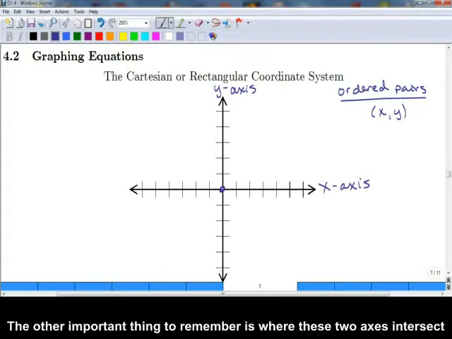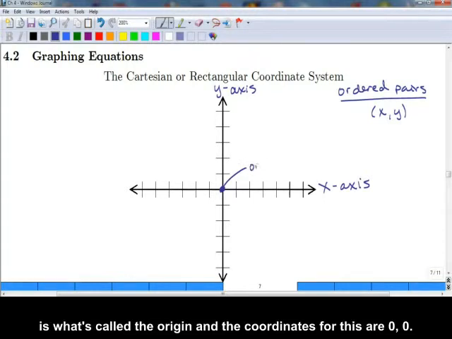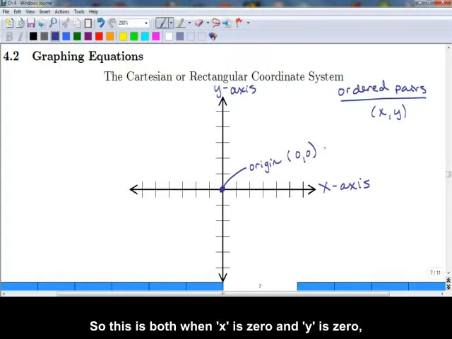The other important thing to remember is where these two axes intersect is what's called the origin. And the coordinates for this are 0, 0. So this is both when x is 0 and y is 0. Where the axes intersect is the origin.